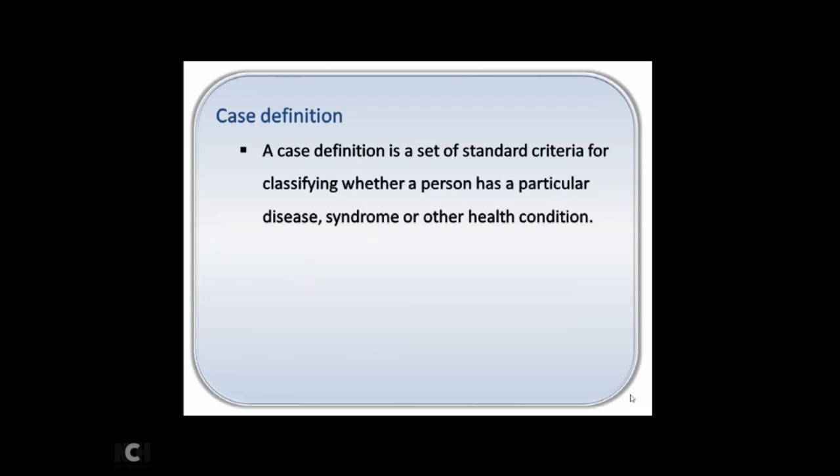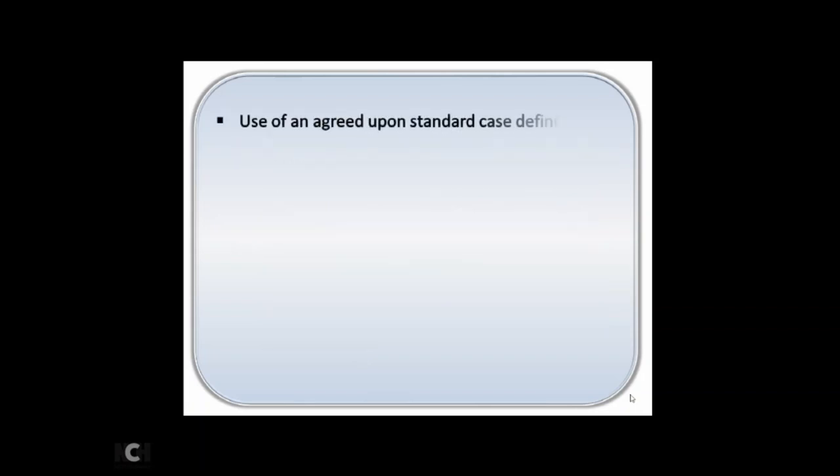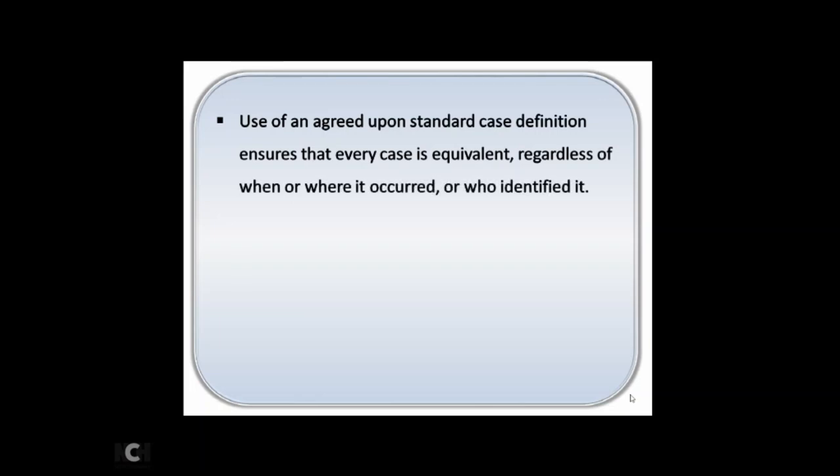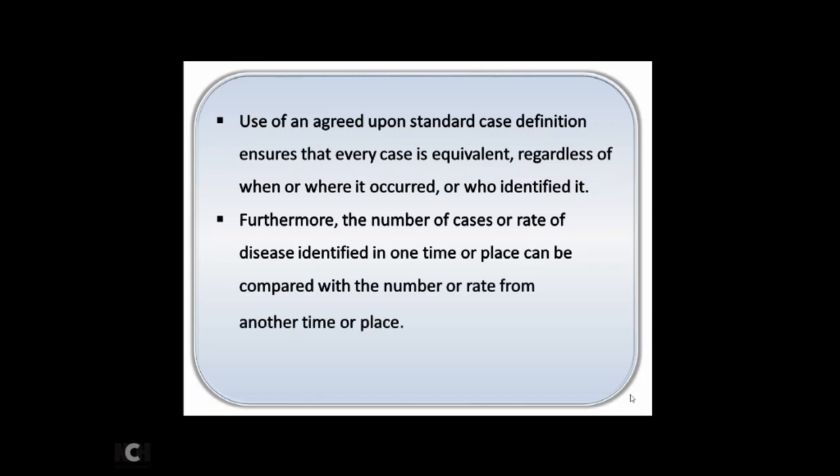A case definition is a set of standard criteria for classifying whether a person has a particular disease, syndrome, or other condition. Some case definitions, particularly those used for national surveillance, have been developed and adopted as a national standard that ensures comparability. Use of an agreed upon standard case definition ensures that every case is equivalent regardless of when, where it occurs, or who identified it. Furthermore, the number of cases or rates of disease identified in one time or place can be compared with the number or rates from another time or place.